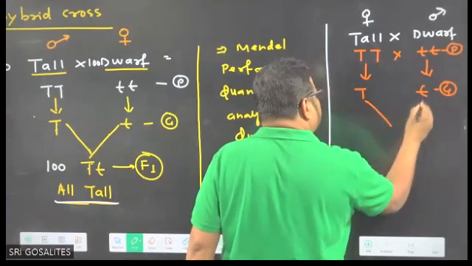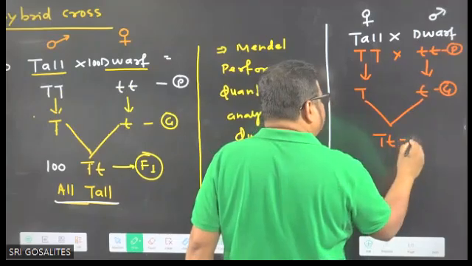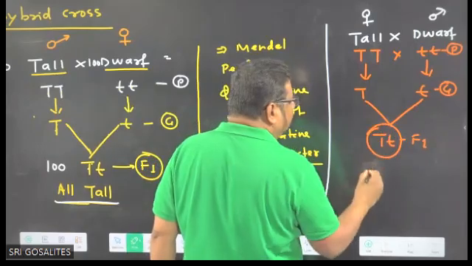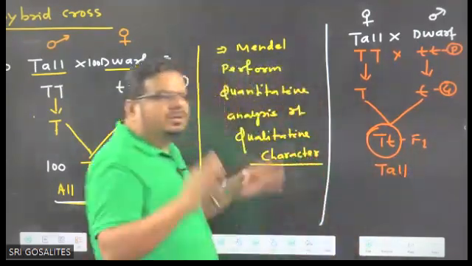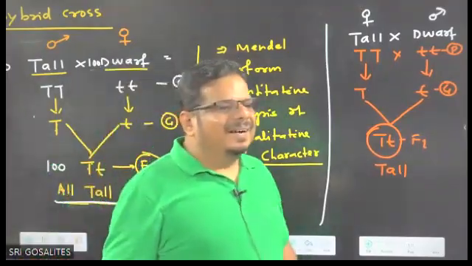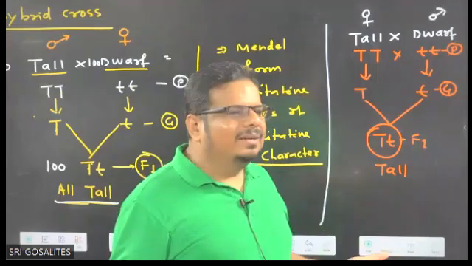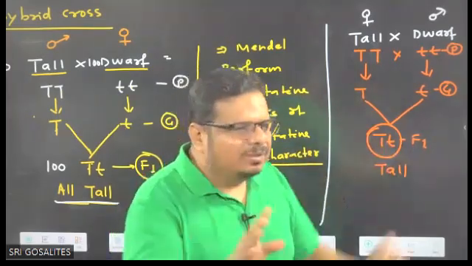These will cross together and it is going to form which one? Capital T, small t. It is which generation? F1 generation. Here also who is coming? Tall is coming. No change in the result. Either male is tall or female is tall, in both the circumstances, progeny are tall.